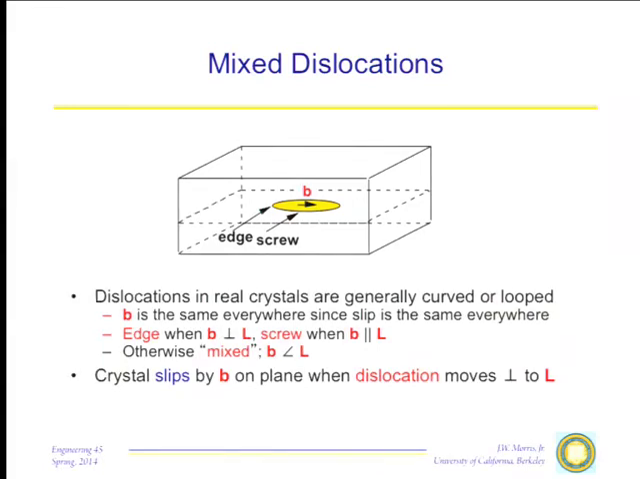And therefore, if the Burgers vector is perpendicular to the dislocation line, that characterizes an edge dislocation. If the Burgers vector is parallel to the dislocation line, that characterizes a screw dislocation. In most dislocation lines, neither of those statements is true. They are neither pure edge nor pure screw. They're what we call mixed dislocations.